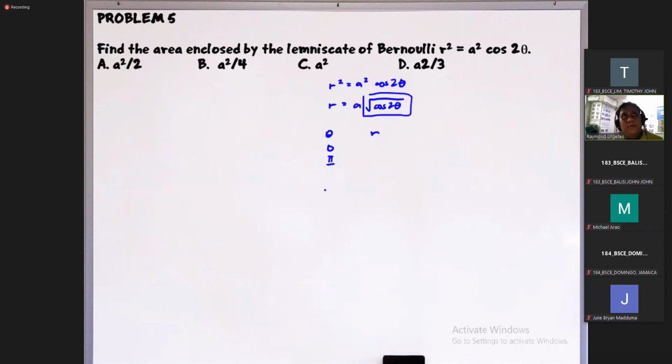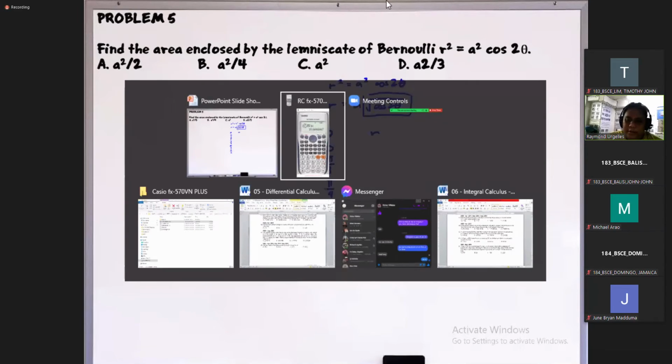Ay, hindi. Wala tong value sa pi over 4. So let's use pi over 8. Again, pi over 8, then pi over 4, then 3 pi over 8, then pi over 2. So again, hanggang 90 degrees lang. So let's use the calculator.